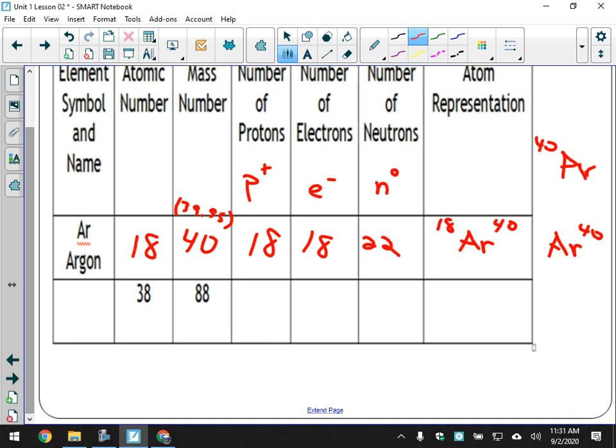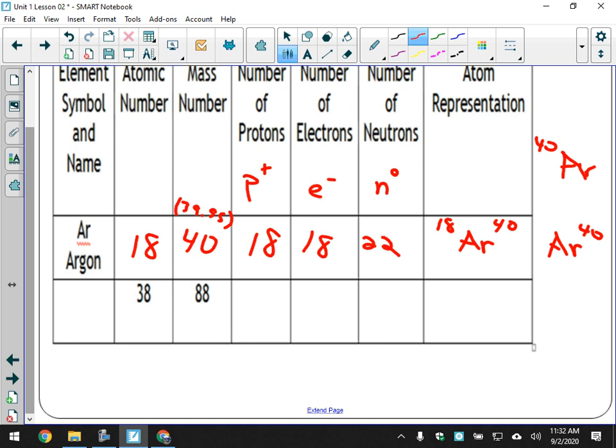What's that called? Different number of neutrons, right? Remember that term? Isotopes. Remember that? So some atoms have different isotopes, right? Why is it 39.95? We'll discuss that a little bit. Okay, so that's kind of what you're looking at there.